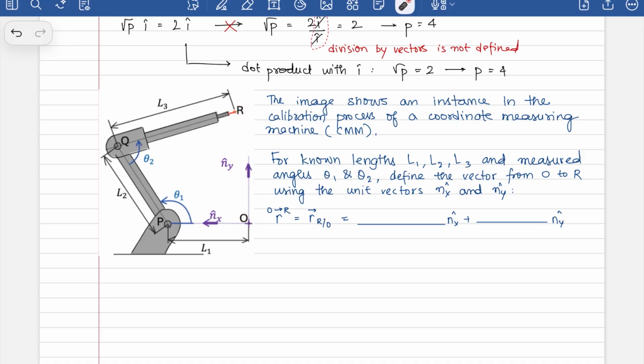Okay, so you can pause the video and try to solve this. It should be fun. You will, of course, have only L1, L2, L3, theta 1, and theta 2 in your answers.